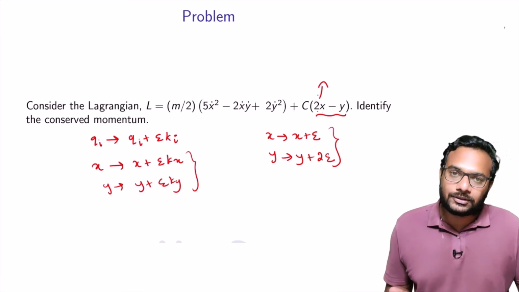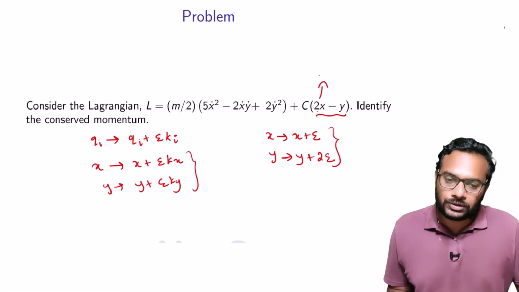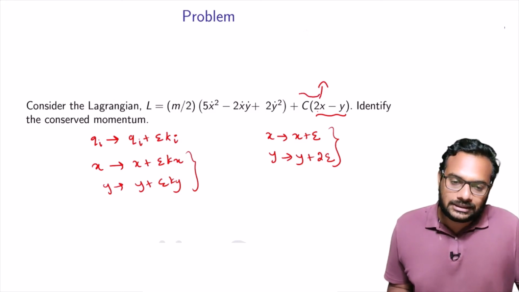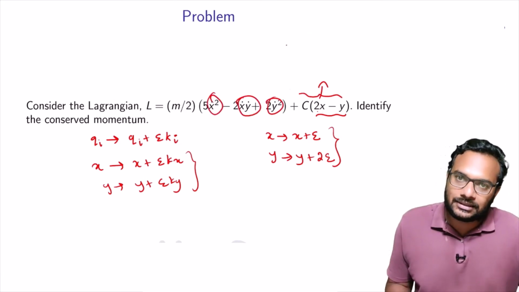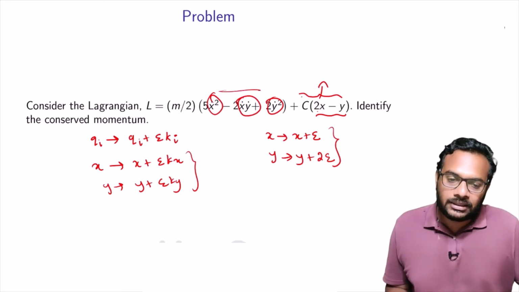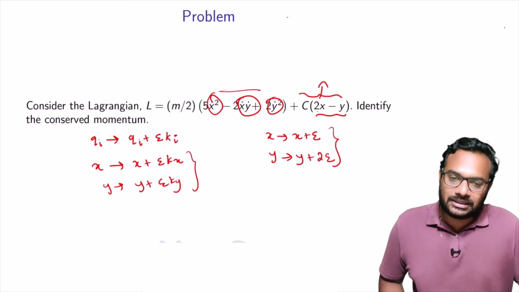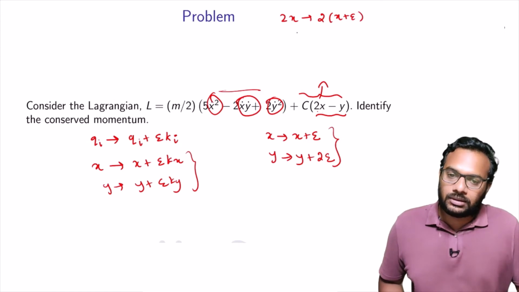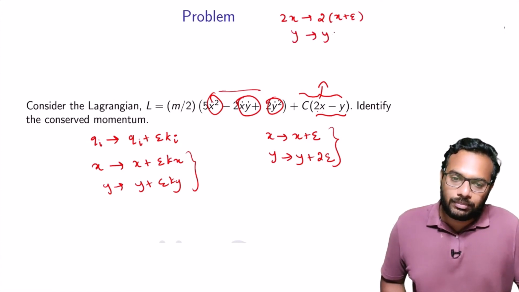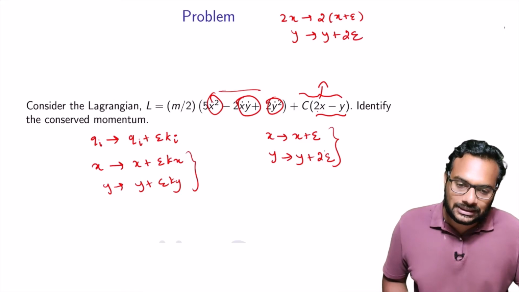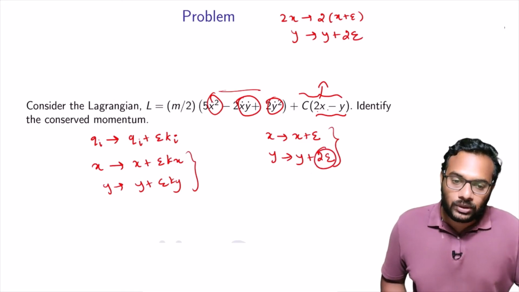What happens when x goes to x plus epsilon and y goes to y plus 2 epsilon? We'll just check this term, because these other terms are all time derivatives, so this constant change does not do anything there. This part is already symmetric, no problem. So what happens under the transformation x going to x plus epsilon? Then 2x will become 2x plus epsilon. And what becomes of y? y becomes y plus 2 epsilon, because that's the transformation that we are talking about here.